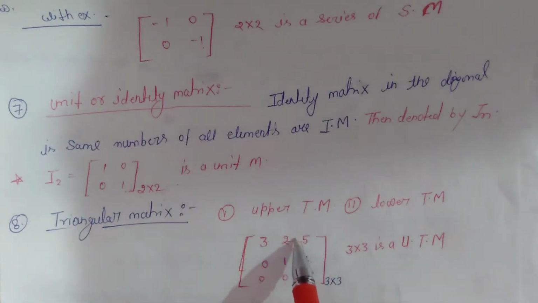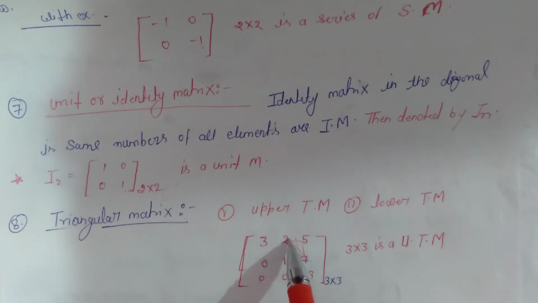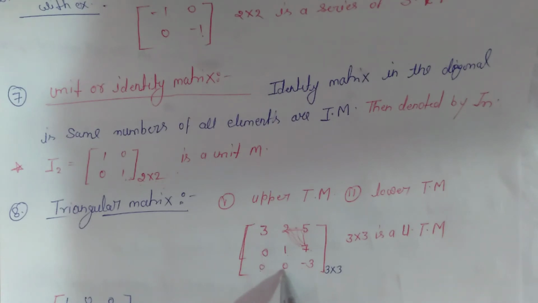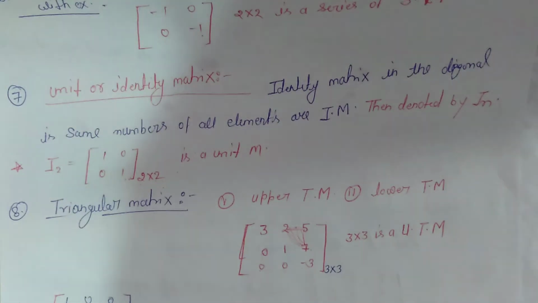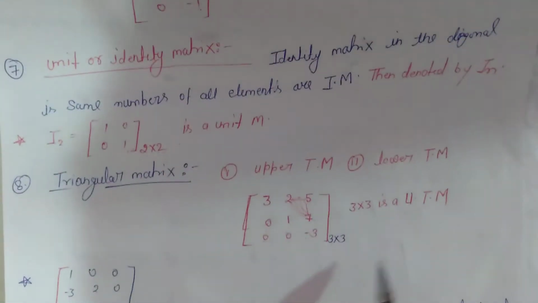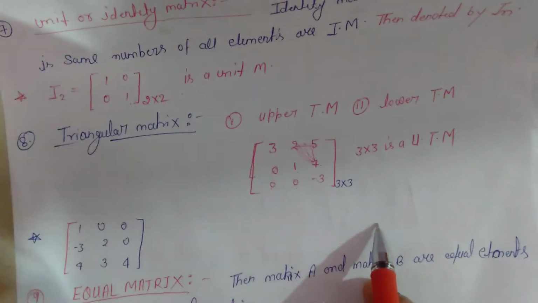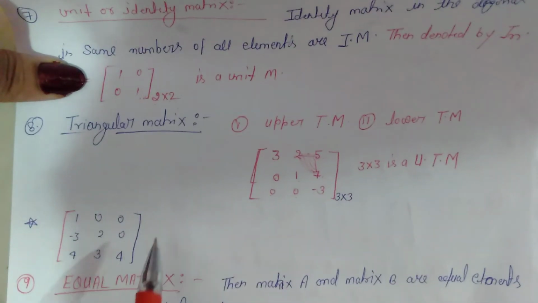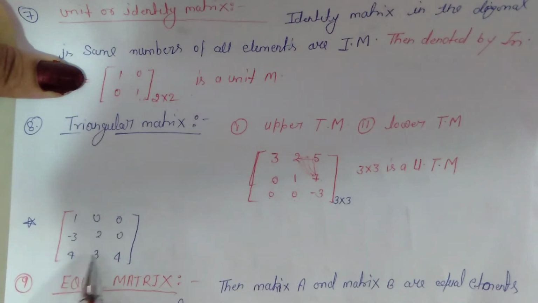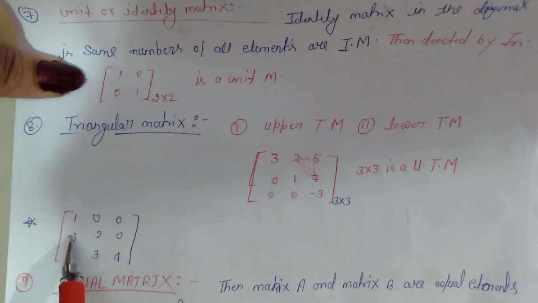And triangular matrix: the elements below the diagonal should be zero, and these will be the elements of an upper triangular matrix. Okay, and a lower triangular matrix should have zero elements above the diagonal. What is a lower triangular matrix? It is a triangular matrix where the upper elements are 0, and the other elements are numbers such as minus 3, 3, 4. So that should be a lower triangular matrix.